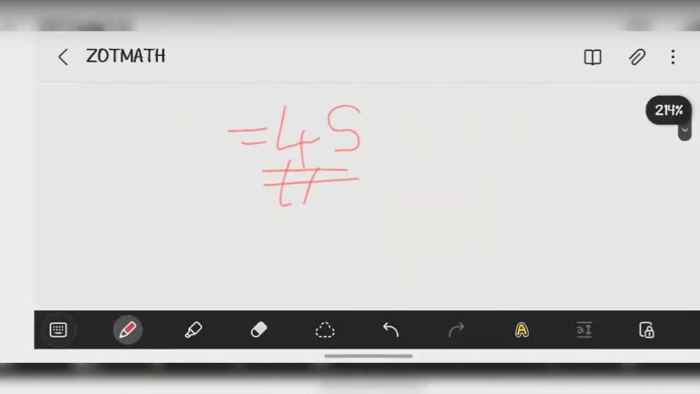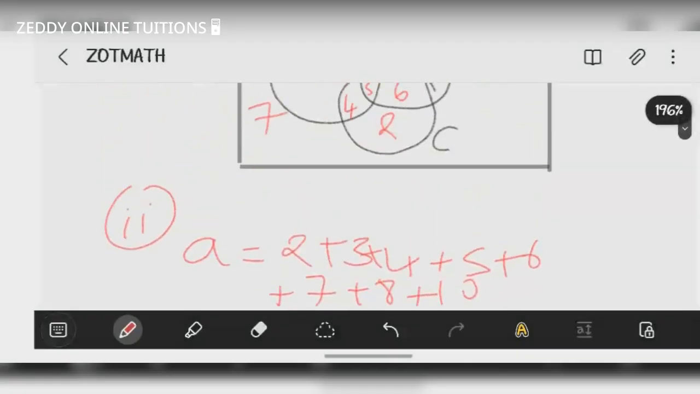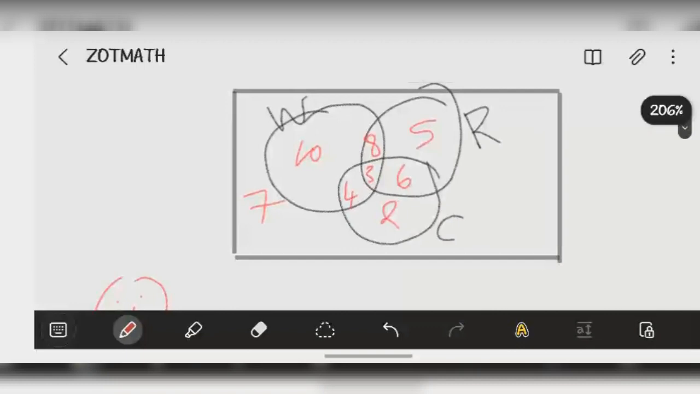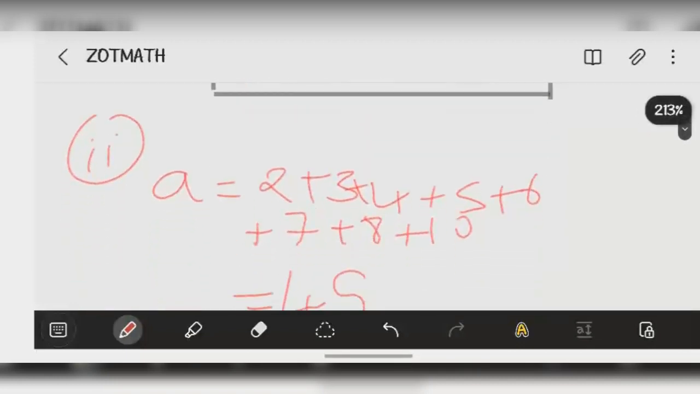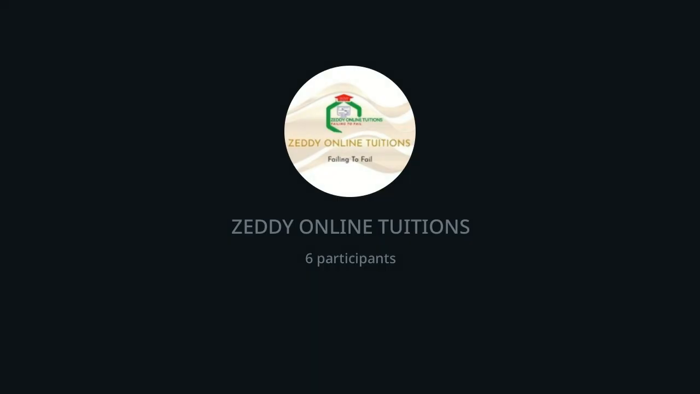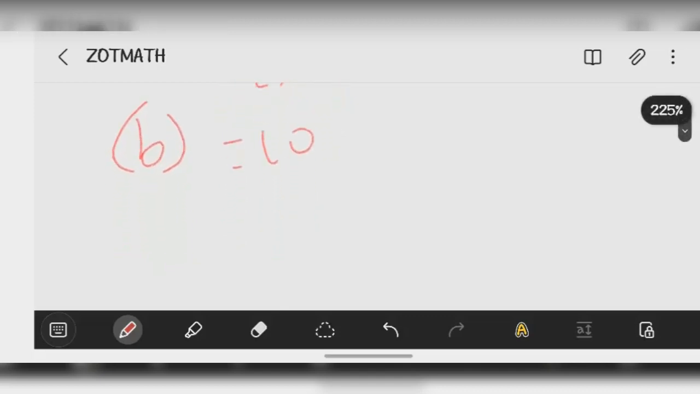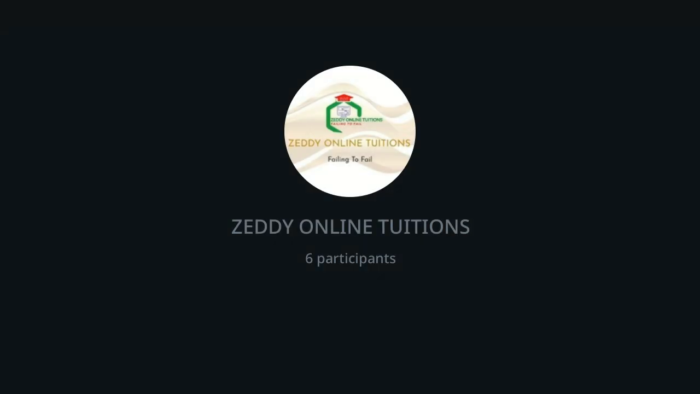Next, I said we should master the questions. How many people like working only? So when we talk of working only, the Venn diagram will show us. So working only, we just pick this part. So that is 10, right? In case I make a mistake, you can just say, I think it should be this. So it's 10, right? That is how simple it is.